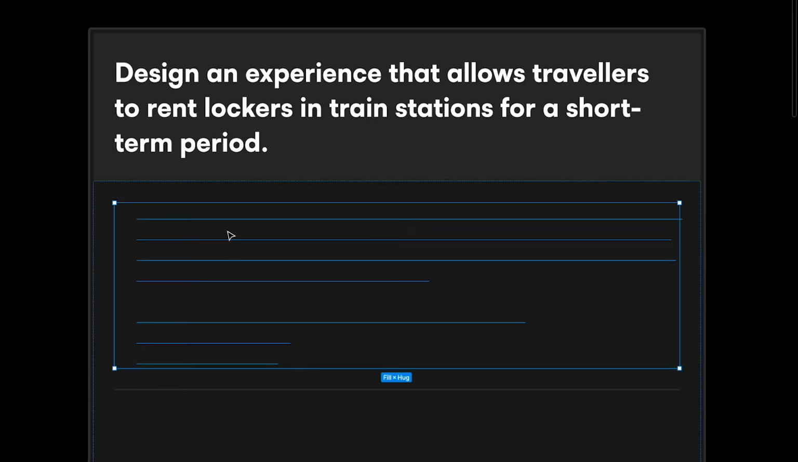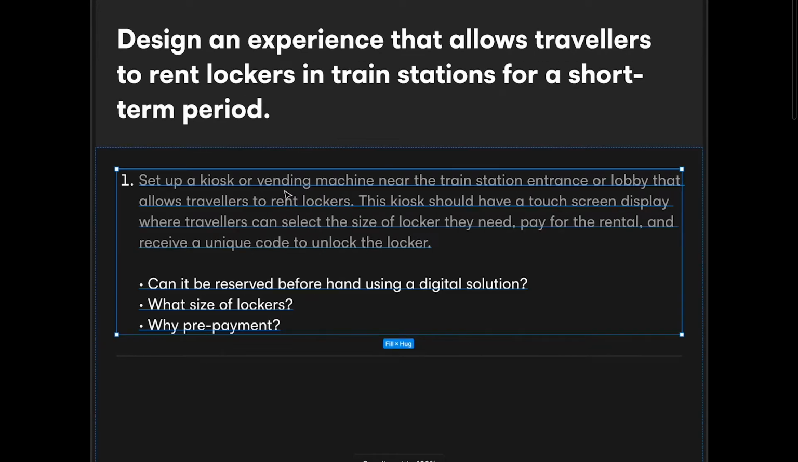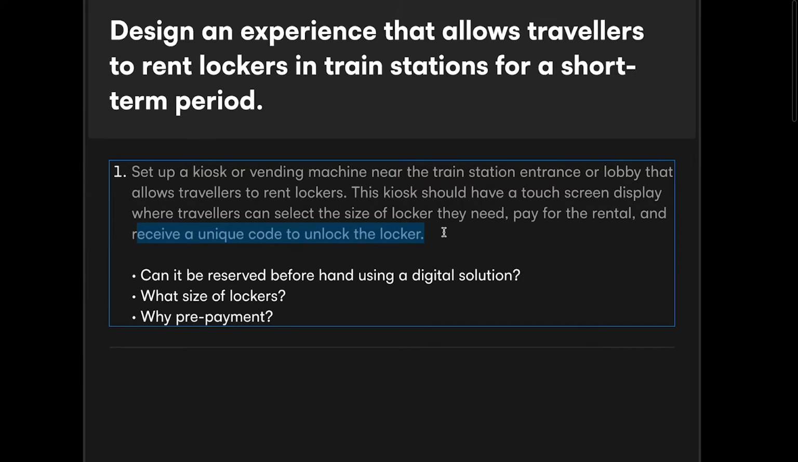All right, so let's look at the first point, right? Set up a kiosk or a vending machine near the train station entrance or a lobby that allows travelers to rent the lockers. The kiosk should have a touchscreen display where travelers can select the size of the locker they need, pay for the rental, and receive a unique code to unlock the locker, right? Now, when I read this, I have a few questions in mind, right?